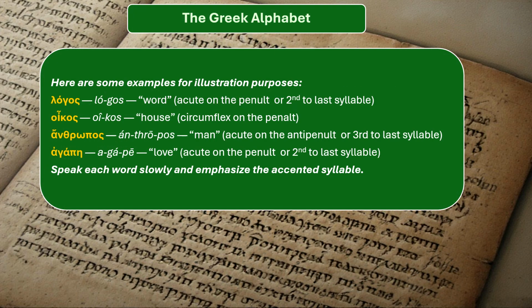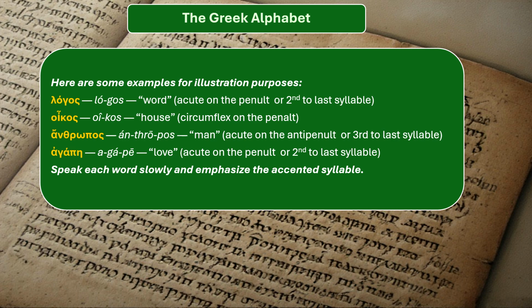Here are some examples for illustration purposes. Logos, word. Notice the accent on the penult or second to last syllable. Oikos, house, a circumflex on the penult. Anthropos, man. Notice the accent on the antepenult or third to last syllable. And agape, accent on the penult or second to last syllable. Speak each word slowly and emphasize the accented syllable.